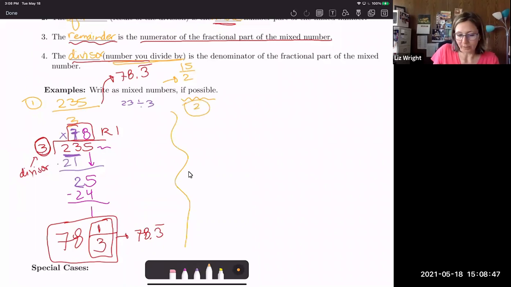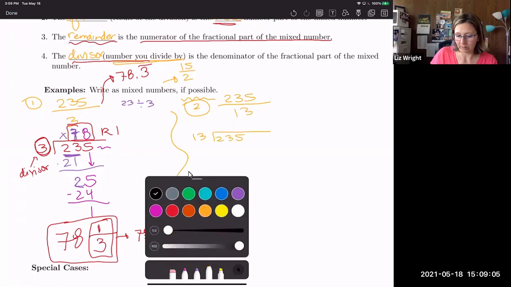Number 2, we've got 235. We've got the same numerator, but instead of dividing by 3, we're going to divide by 13. So a 2-digit number. So we're going to do 13. We're going to divide it into 235. And they're a different color.